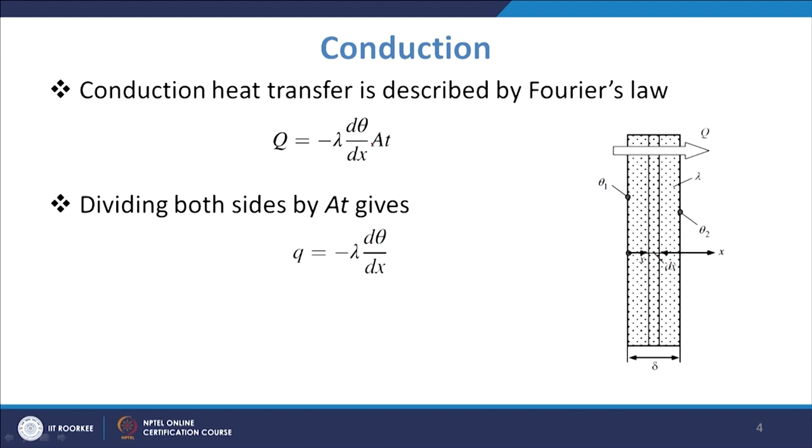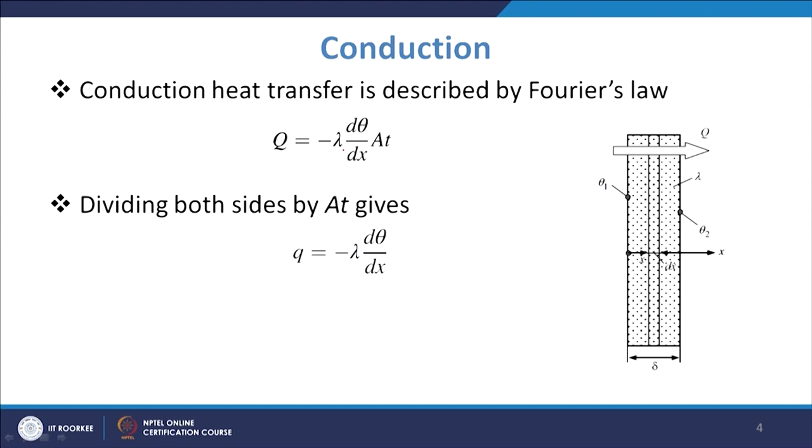Then it will also be proportional to the area which is in contact. If the area is higher, the heat transfer will be higher. Similarly, the longer the time for which heat transfer occurs, the more heat will be transferred. Then a constant of proportionality is added, that is lambda, or many times we call it K also, the thermal conductivity of this material.